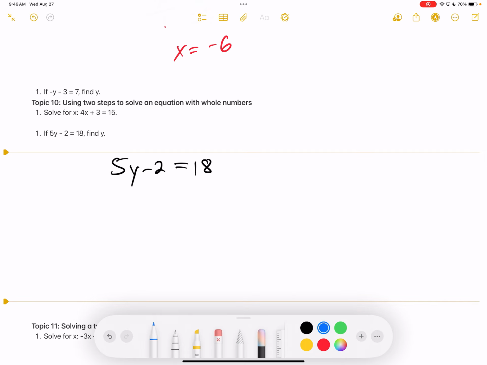This one shouldn't be too much different than what we've been doing, but you got the 5y, so try to get the 5y by itself first. So I add 2 to both sides. And then to get y completely by itself, I divide by 5. And again, I know we haven't said this since the first problem, but you can always take that and plug it back in to check to make sure you got the right answer.